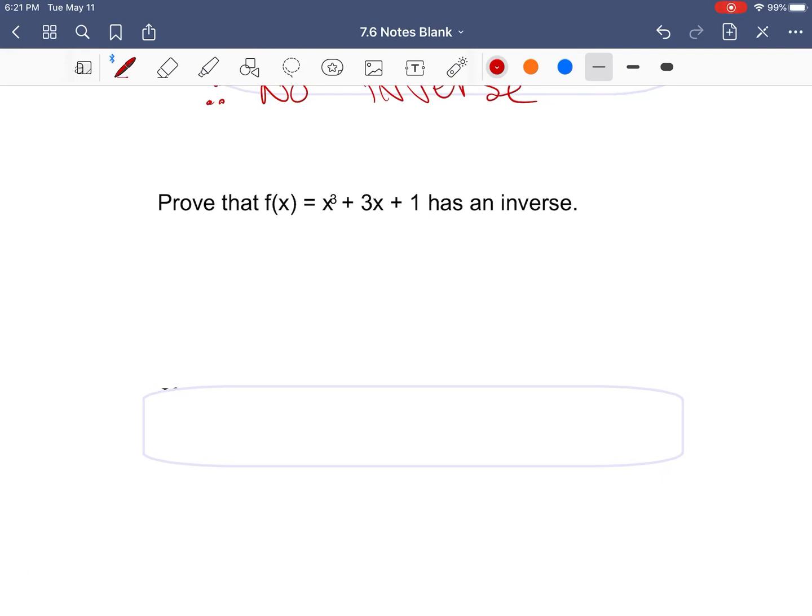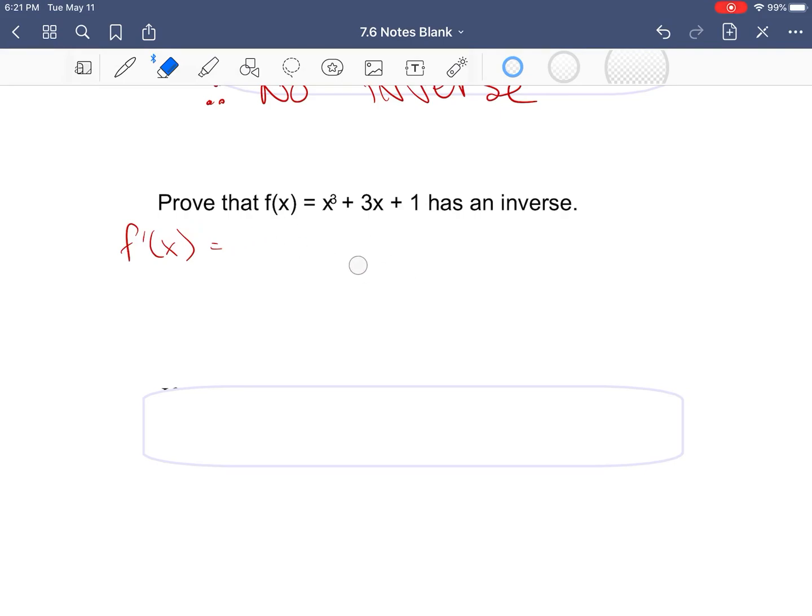So prove that x cubed plus 3x plus 1 has an inverse. Well, okay, so we're going to start by taking the derivative. Let's actually take the derivative. 3x squared plus 3x. Okay, so I want to do a sign analysis on this. I'm going to take out a 3x, and I'm left with x plus 1.